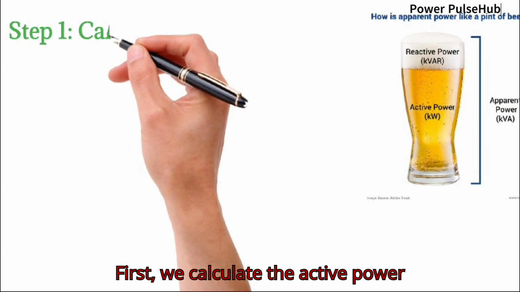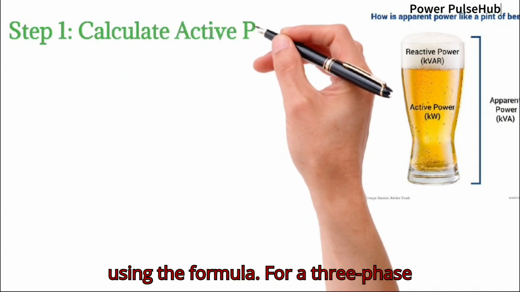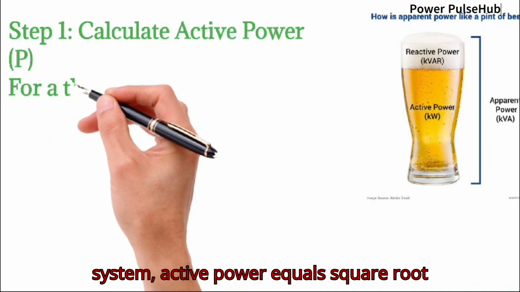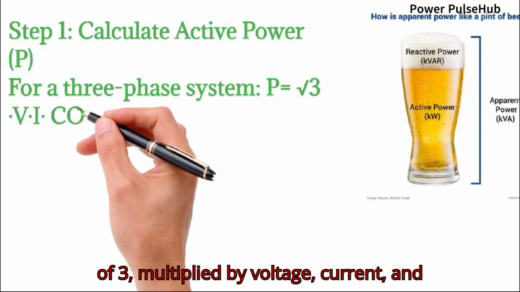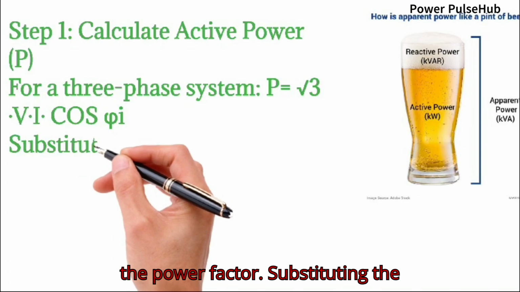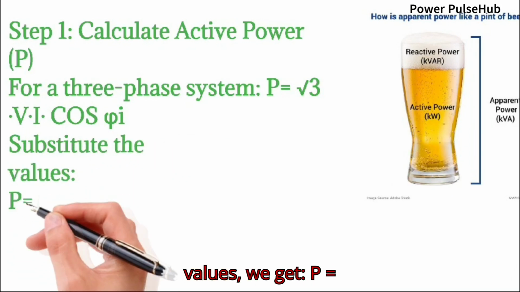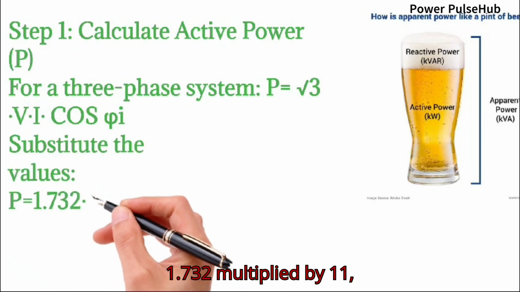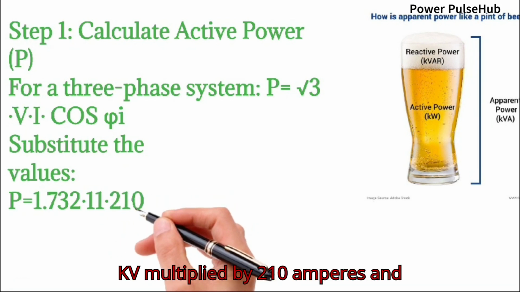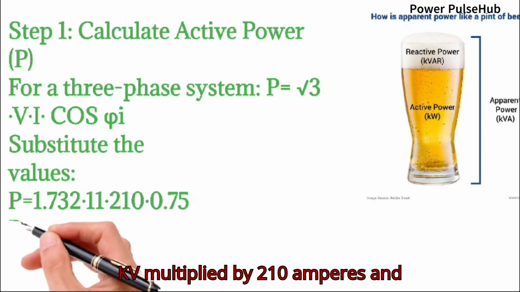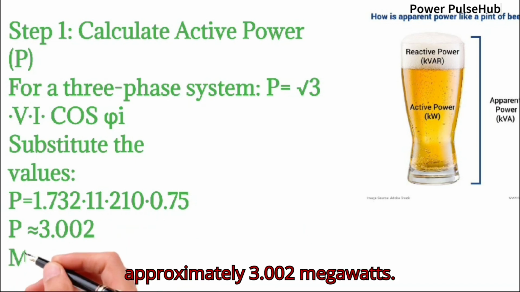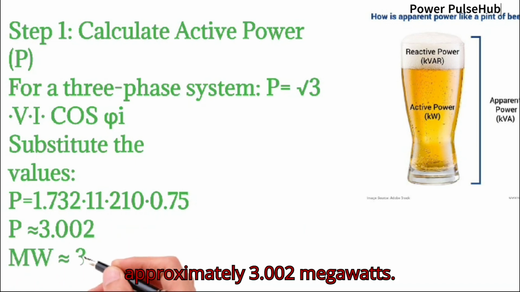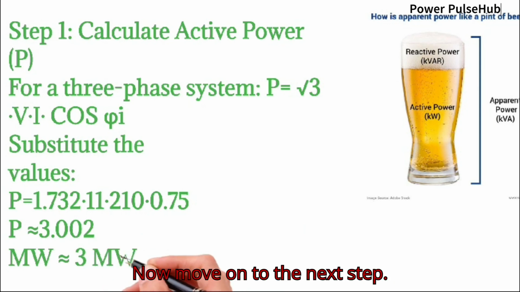First, we calculate the active power using the formula. For a three-phase system, active power equals square root of 3, multiplied by voltage, current, and the power factor. Substituting the values, we get P equals 1.732 multiplied by 11 kV multiplied by 210 amperes and 0.75. The result is approximately 3.002 megawatts. Now move on to the next step.